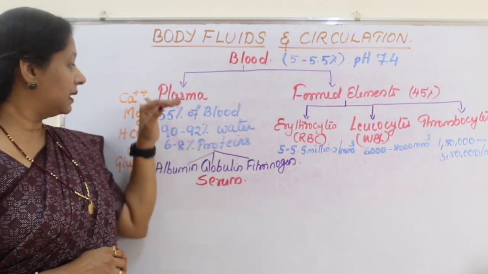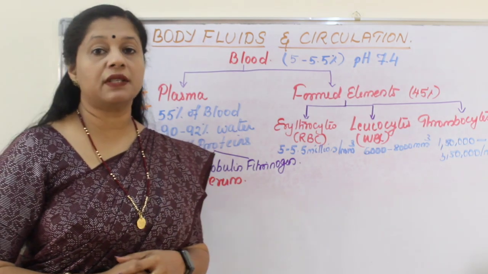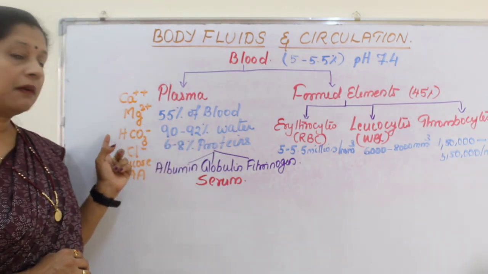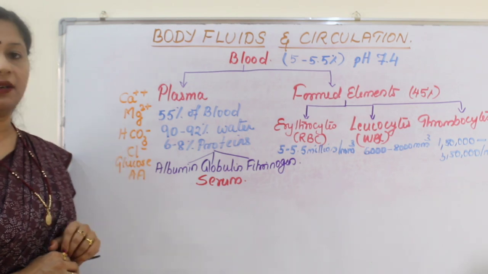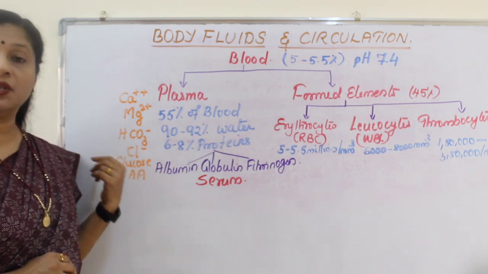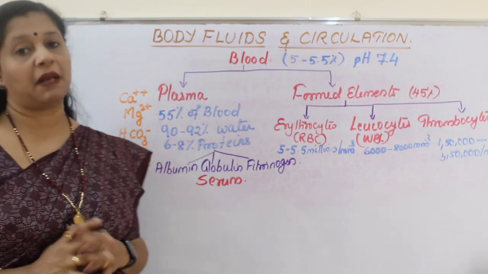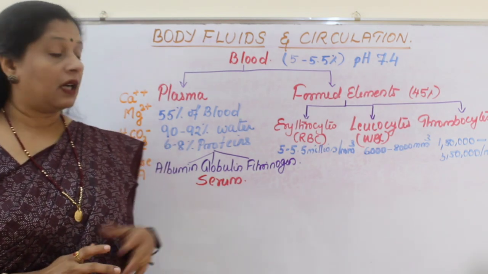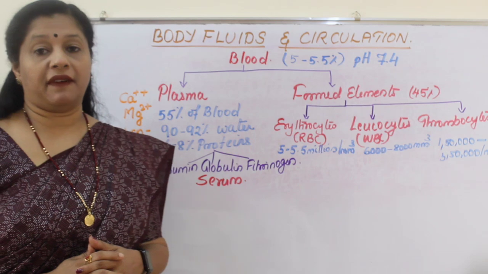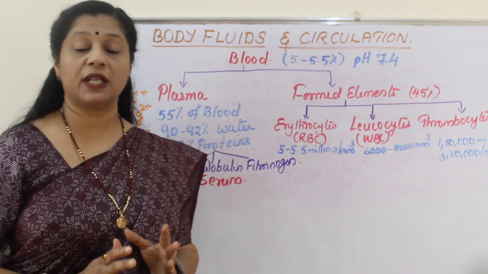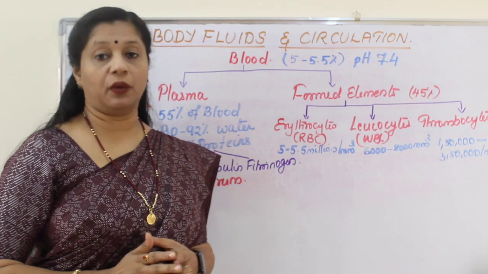Now coming to other electrolytes or the ions in our body, we have calcium ions, magnesium ions, bicarbonate ions, chloride ions. Apart from that, the nutrients like glucose and amino acids, lipids, etc. are also present in the plasma. Now, plasma without clotting factor is called a serum. This can ask for 1 mark. What is serum? Plasma without clotting factor.